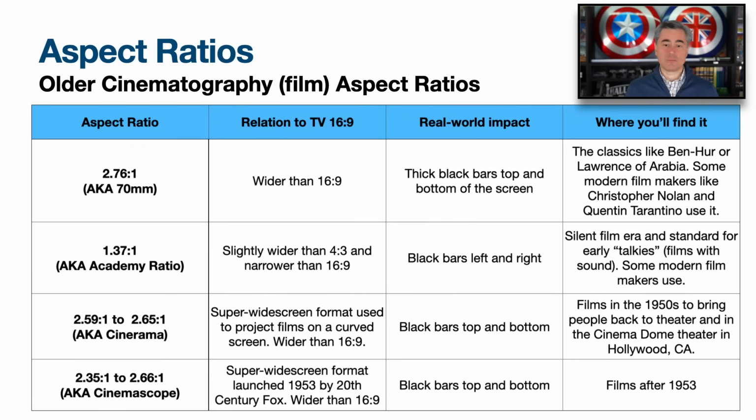They were really used to bring people back to the theater, and of course today you have the Cinema Dome Theater in Hollywood, California that has the aspect ratio here. And then finally we have the 2.35 to 1 all the way to 2.66 to 1. So this is a super widescreen format launched in 1953 by 20th Century Fox. So it's much wider than 16 by 9. So you will get black bars top and bottom. And this is films after 1953 that sport this aspect ratio.